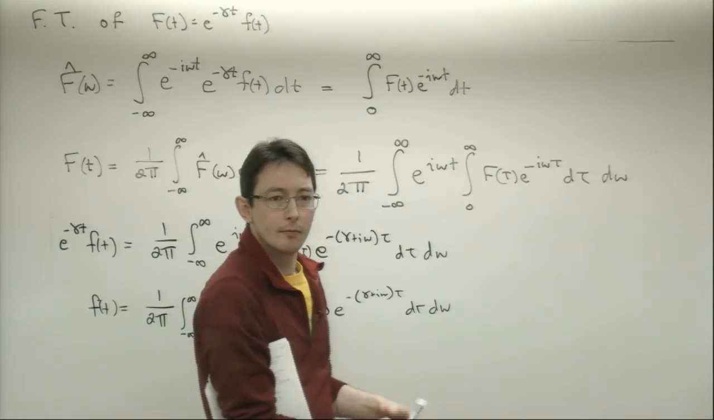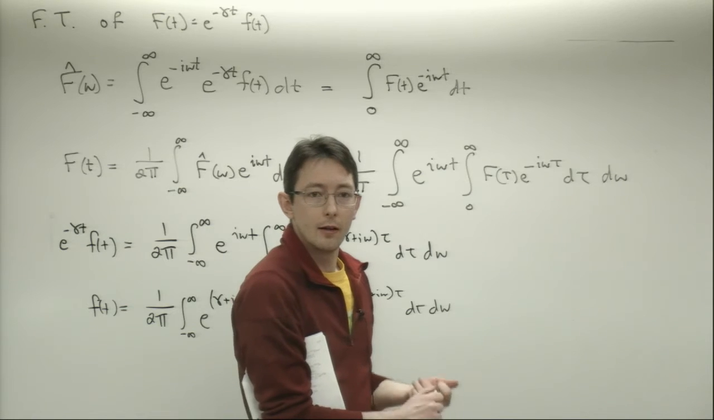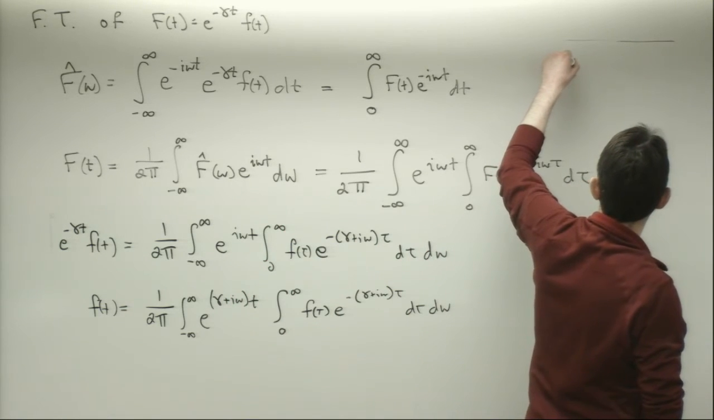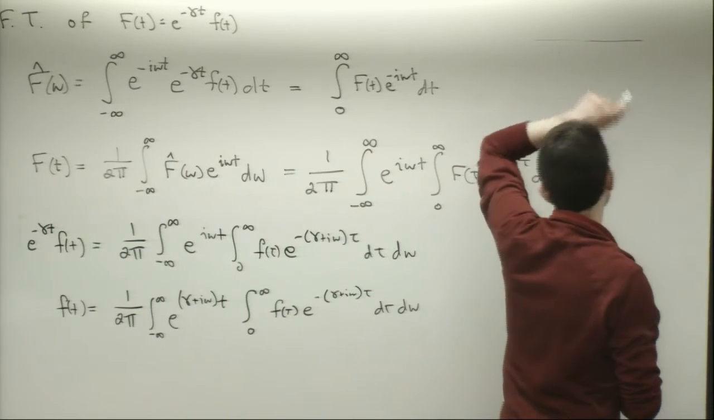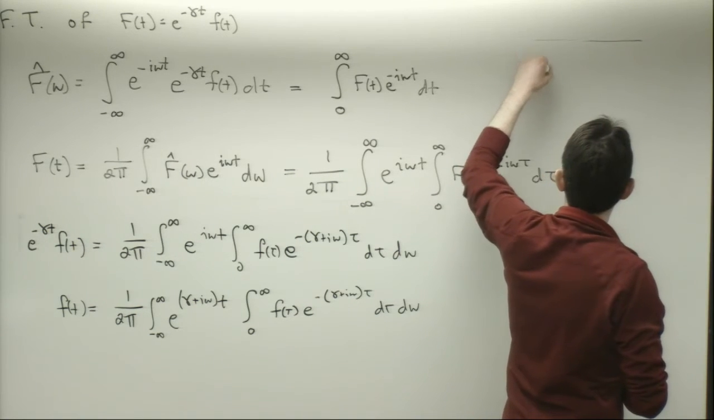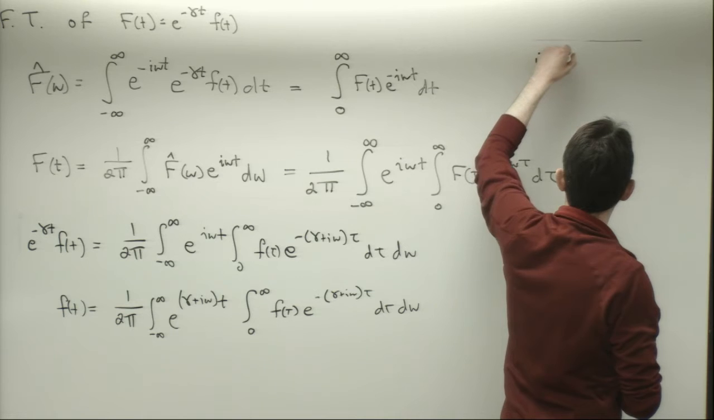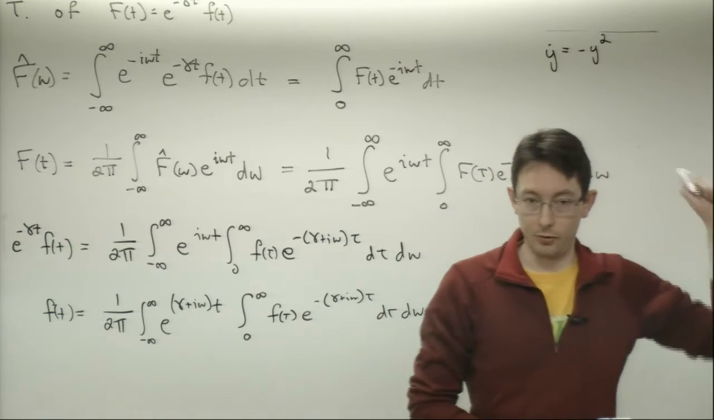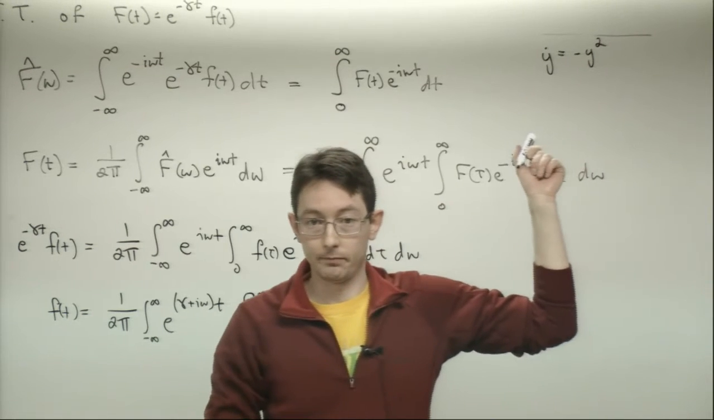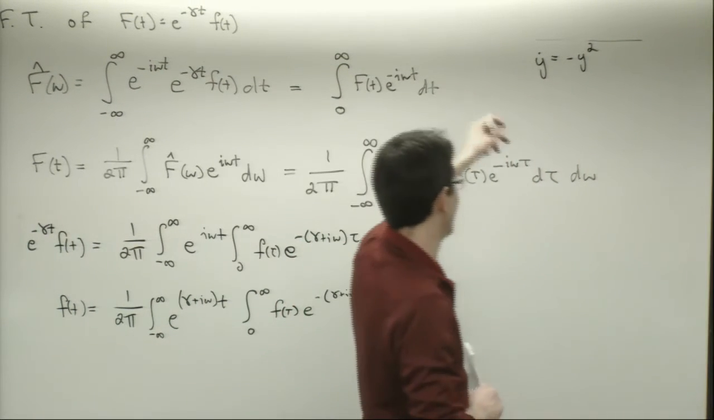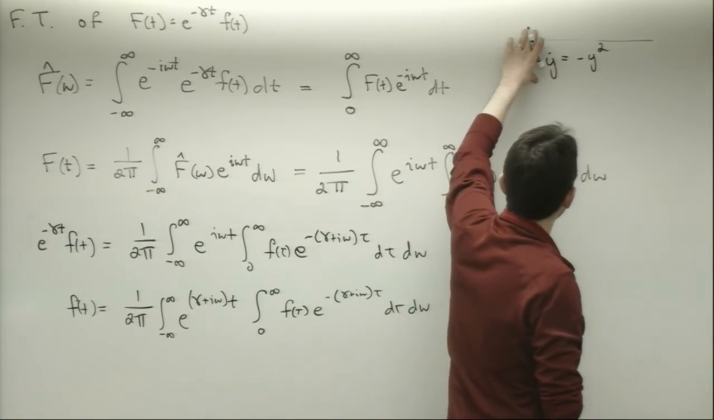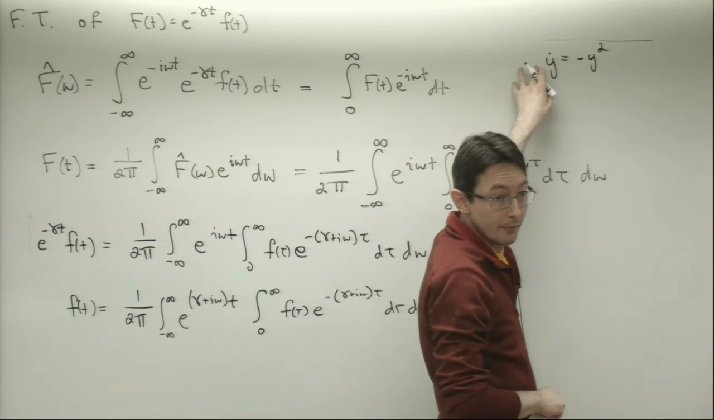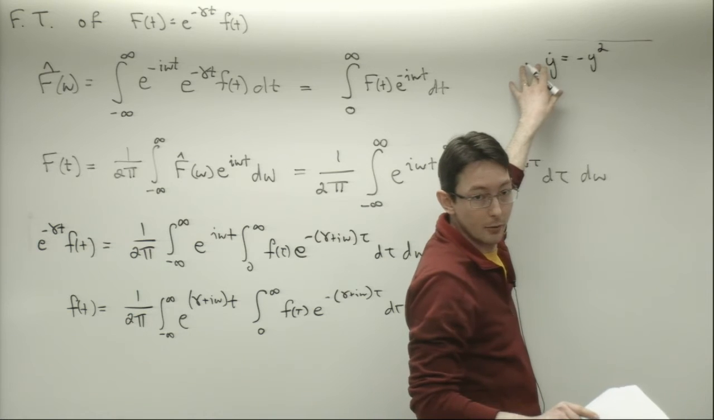Anything with a vertical asymptote. So if I had like y dot equals minus y squared, this will blow up to infinity in finite time. I think. Not this. This is a bad one. There are ODEs whose solutions blow up to infinity in finite time, and the Laplace transform would definitely not work for those solutions.